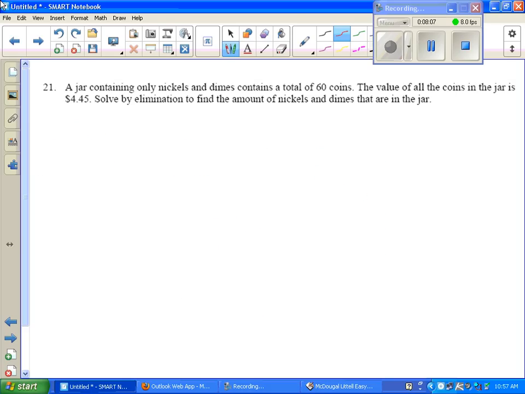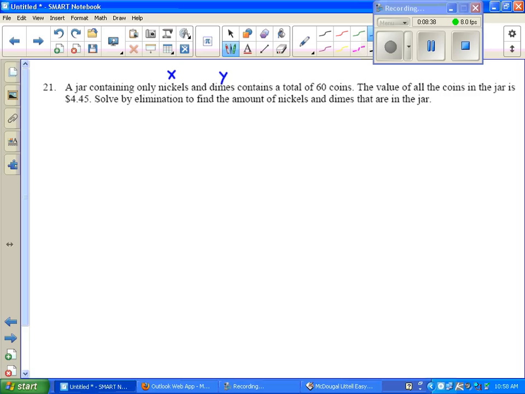Number 21 says a jar containing only nickels and dimes contains a total of 60 coins. The value of all of the coins is $4.45. Solve using elimination to find the amount of nickels and dimes that are in the jar. This is how we're going to do this one. We're going to call nickels X. We're going to call dimes Y. We could have also used N and D. That might have been helpful for you, but I'm just going to label them like this to keep it consistent.